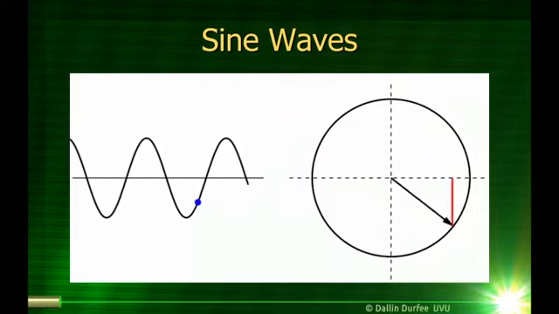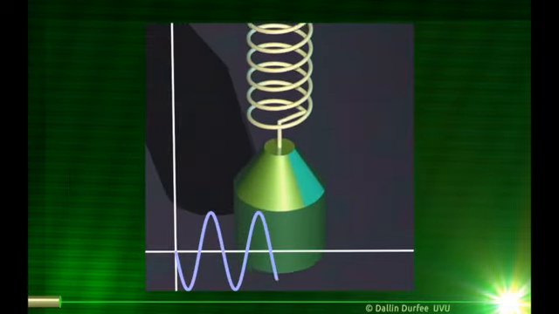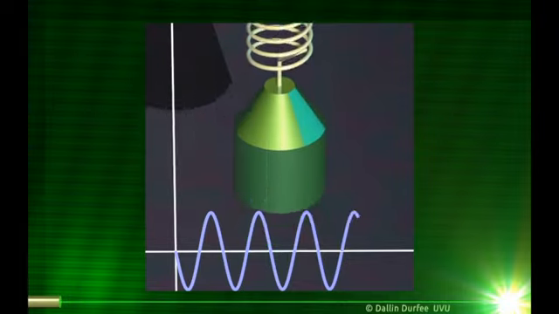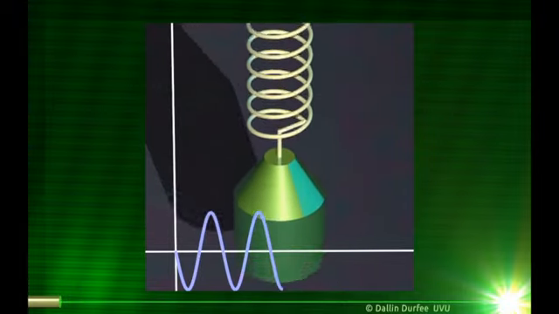Okay, so now knowing what a sine wave looks like, we can plot the position of our mass on a spring as a function of time. We can predict it. It's just going to be a sine wave.